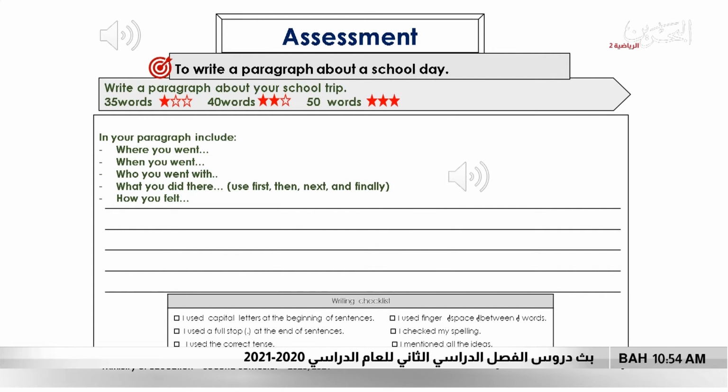Remember to check your paragraphs according to the checklist before submission. Use capital letters at the beginning of the sentences. Use a full stop at the end of the sentences. Use the correct tense, past simple. Use finger space between words. Check your spelling. Mention all your ideas. Good luck!